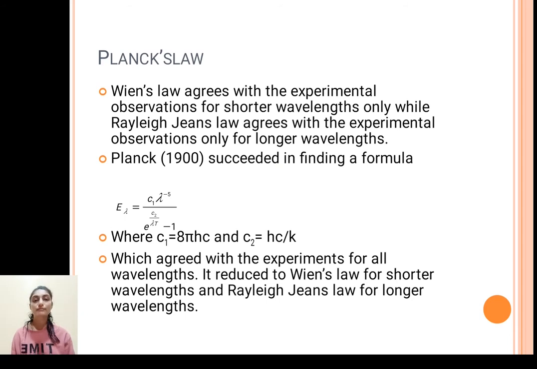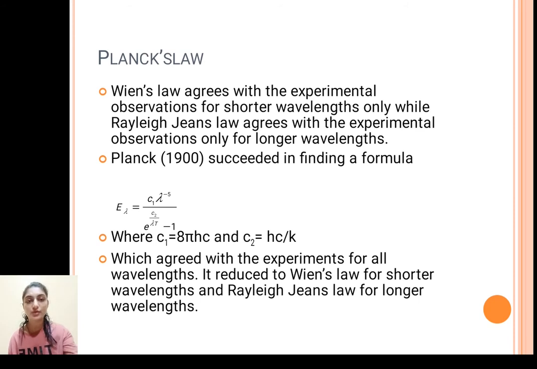Now we will come to the last law, that is Planck's law. Wien's law agrees with the experimental observations for shorter wavelengths only, while the Rayleigh-Jeans law agrees with the experimental values only for longer wavelengths. Planck succeeded in finding a formula which can be used over the complete range of wavelengths, shorter as well as longer.